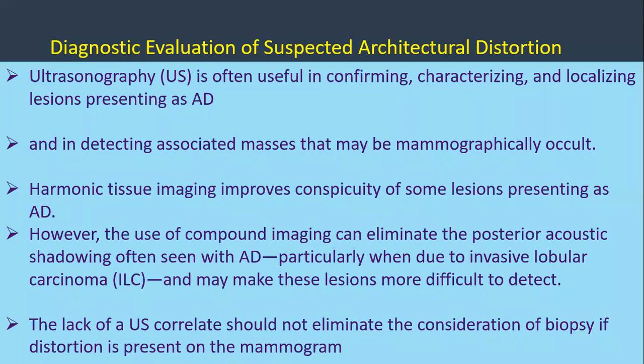Okay, we'll see examples. The lack of an ultrasound correlate does not eliminate the consideration of biopsy if distortion is present on mammography. Sometimes we can see the distortion on mammography, as I showed you in the earlier case, with angular contour as well as spiculation. She has no previous trauma, no previous surgery or interventions. So even if ultrasound was normal or did not detect any abnormality, we could not ignore it. We have to use mammography to take a stereotactic biopsy.